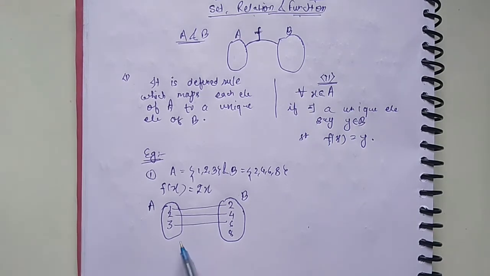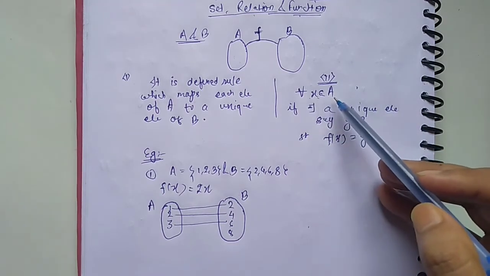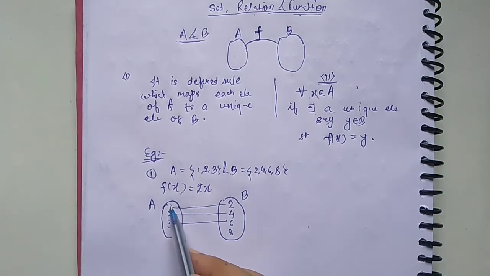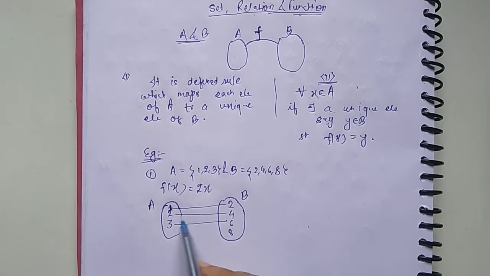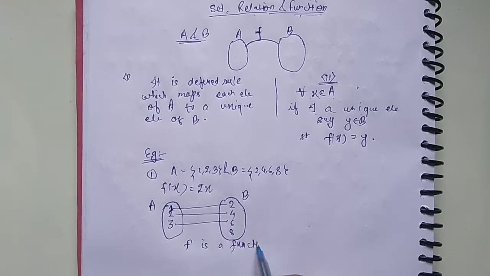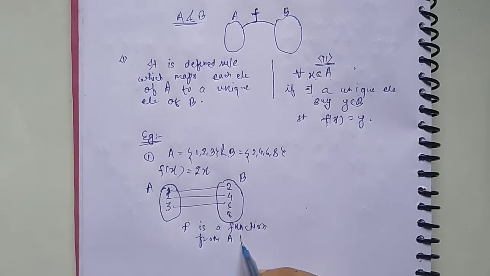To check whether this map is a function or not, we will use this definition, where for all elements from set A there exists a unique element from set B. So for each element from set A we have to check whether it maps to a unique element of B or not. Here 1 maps to 2, 2 maps to 4, 3 maps to 6. So each element from set A maps to a unique element of set B. So here F is a function from A to B.